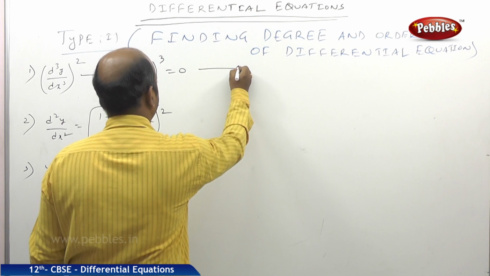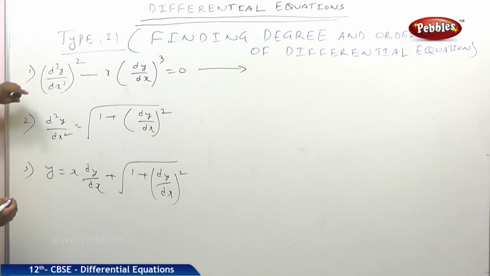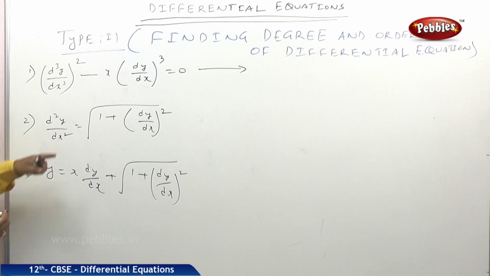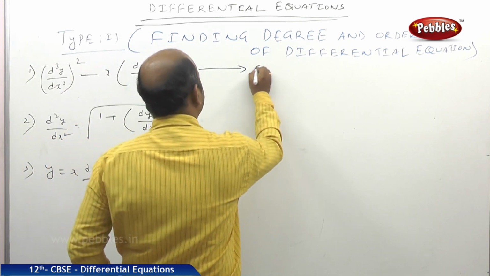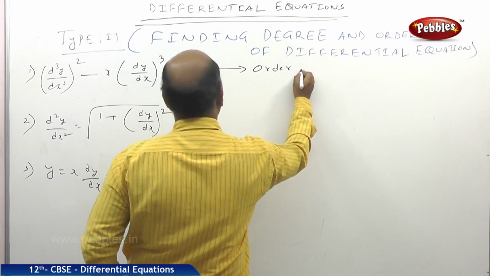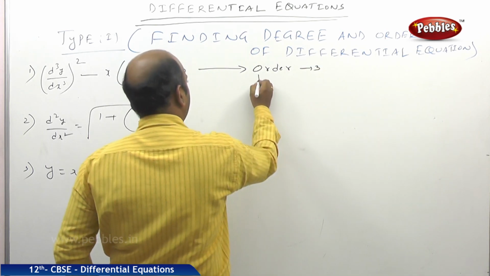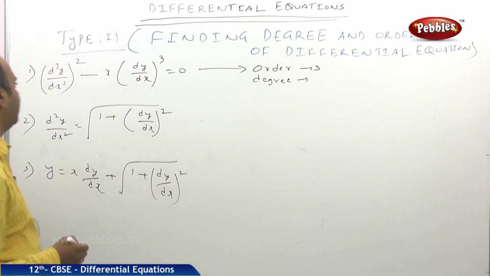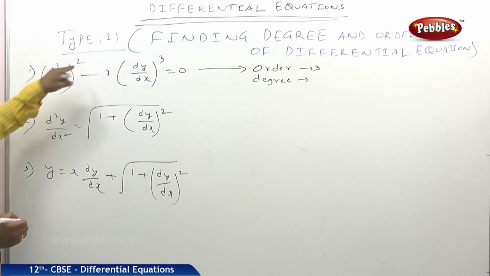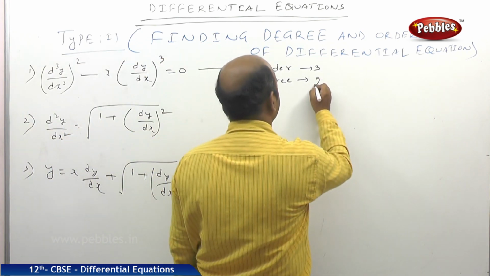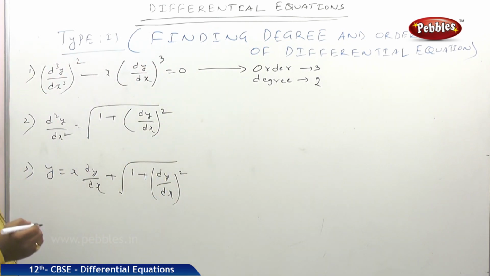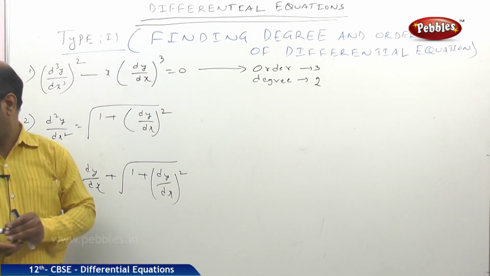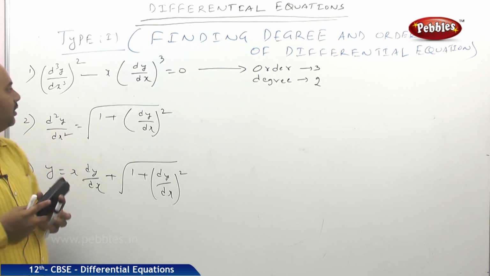What is the order of this particular differential equation? If you observe carefully, what is the highest order involved? dy by dx is there, d square y by dx square is not there, but d cube y by dx cube is there. So I can write the order as 3. And what is the power of this highest order derivative, d cube y by dx cube? Whole square is there, so the degree is 2. So the order of the differential equation is 3 and the degree is 2. So our first problem is very clear.